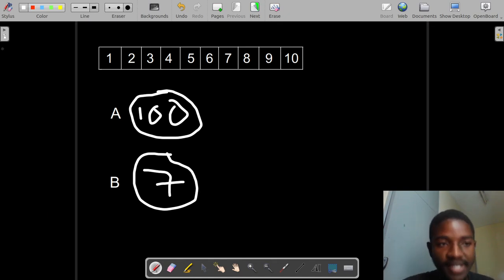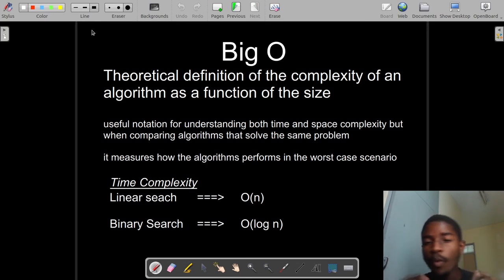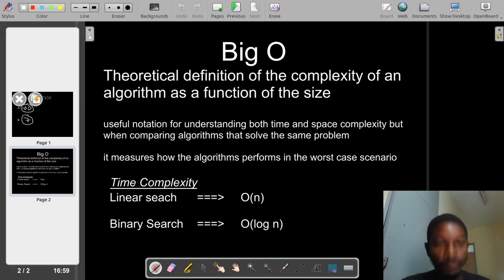So that brings us to a concept known as the big O. Here, what we are going to do is define this. It is the theoretical definition of the complexity of an algorithm as a function of the size. Oof, that's a lot. But anyways, this is a useful notation for understanding both time and space complexity when comparing algorithms that solve the same problem. It measures how the algorithms perform in the worst case scenario, right?